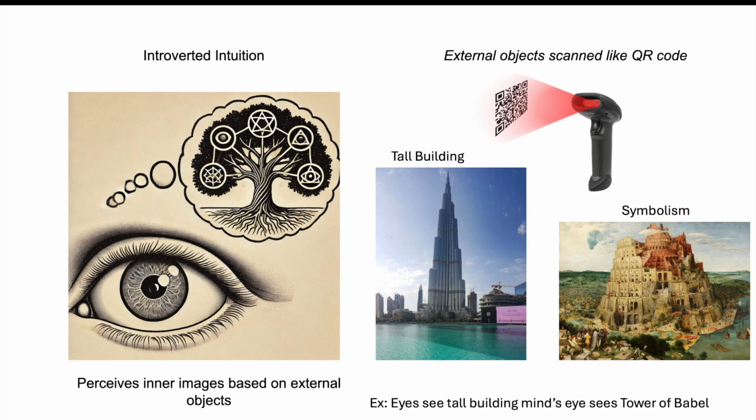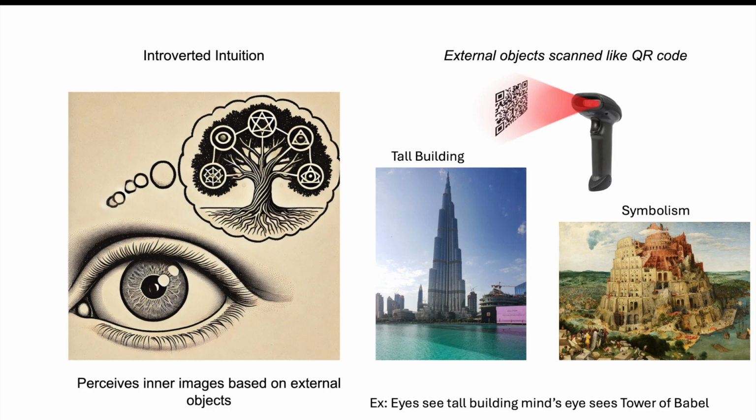So like I wrote there, the eyes see a tall building and the mind's eye sees the Tower of Babel or something like that. So you get what I mean? Thinking in terms of imagery, but also putting the imagery over what you're actually looking at, and that can be an issue.